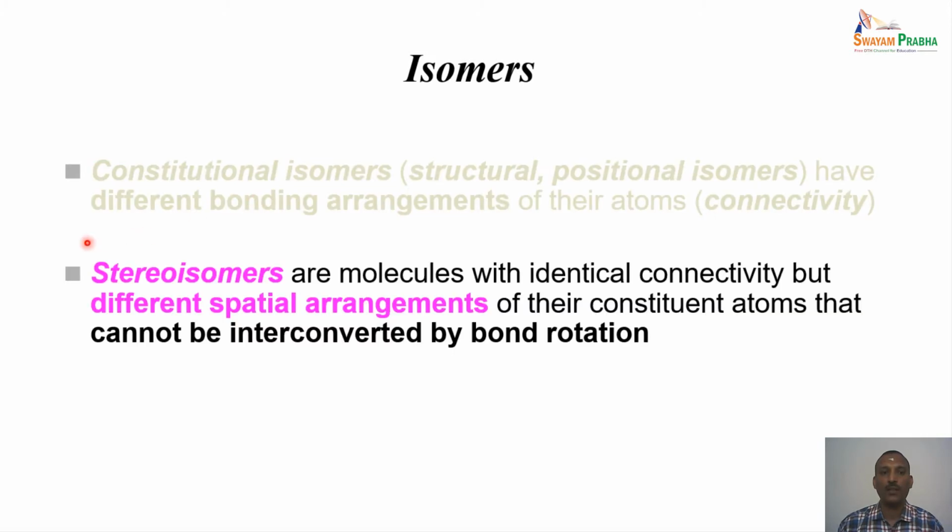The second one is stereoisomers. Here the molecules have identical connectivity but different spatial arrangements of their constituent atoms that cannot be interconverted by bond rotation. This is the most important thing we have to remember. In the case of stereoisomers, bond rotation does not give constitutional isomers.